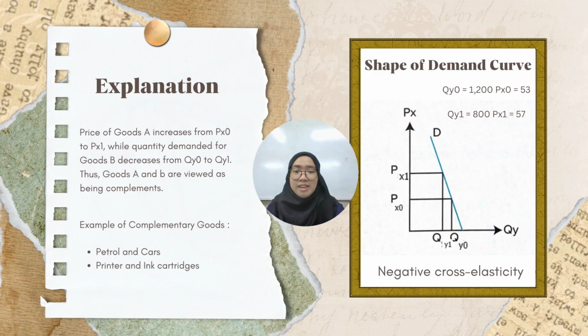This complementary relationship can be shown in this demand curve of negative cross elasticity. Price of good A increases from PX0, which is RM53, to PX1, 57 ringgit, while quantity demanded for good B decreases from QY0, which is 1,200 units, to QY1, which is 800 units. Thus, goods A and B are viewed as being complements. Examples of complementary goods include petrol and cars, printers and ink cartridges, and many more.